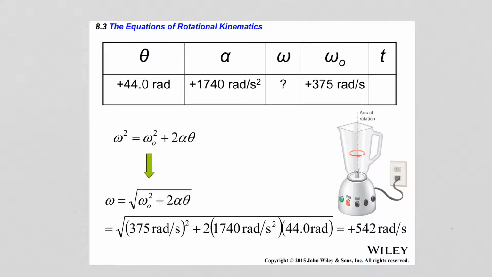It turns out that there's a relationship between rotational variables and linear variables. There's a relationship between angular velocity and linear velocity of motion, and there is a relationship between angular acceleration and linear acceleration. So let's see how we can find those and define those relationships.